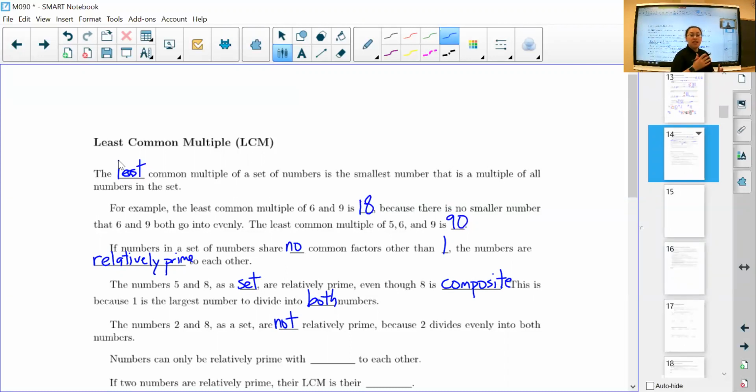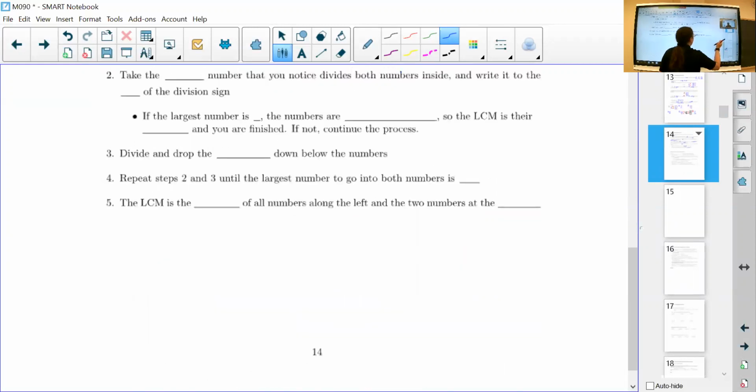So we can't say 8 is relatively prime. We have to say the set of numbers consisting of 2 and 8 or 5 and 8. And numbers can only be relatively prime with respect to each other. It's another way of saying what I just said. If two numbers are relatively prime, their LCM is just their product. Just multiply them together. So like 5 and 6, and you're done.